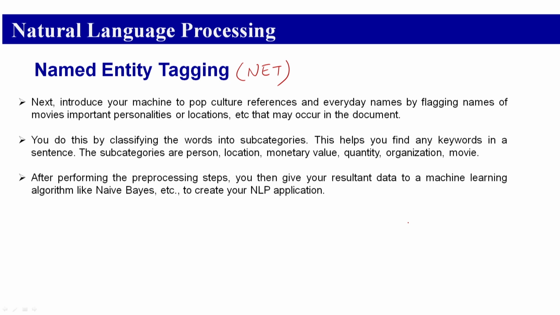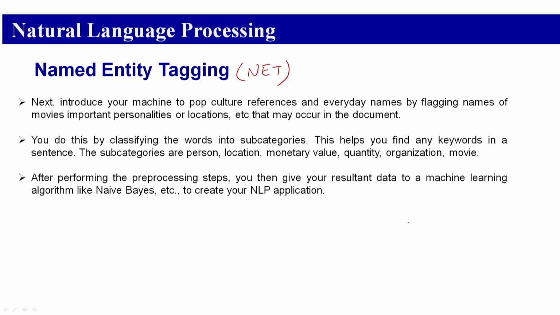This will help you to find keywords in a sentence. Remember this. If I say somebody so and so has acted in this movie, that gives you keywords like the name of the person, the name of the movie and acting, right? That is why these are the keywords. So named entity tagging is basically done to find the keywords. Subcategories are obviously person, location, monetary value, quantity, organization, movie, songs, whatever it is.